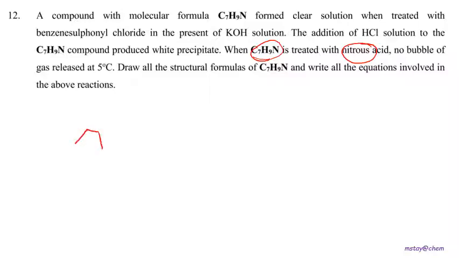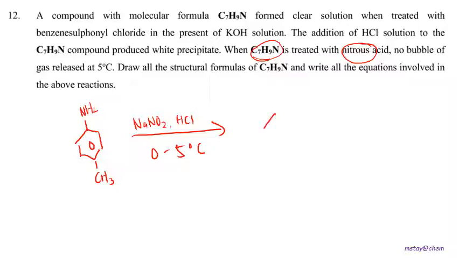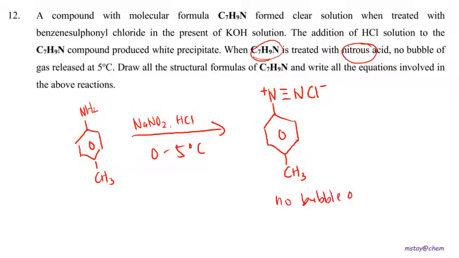Because this is the primary amine, NH2CH3, when it reacts with sodium nitrite in the presence of HCl at 0 to 5 degrees Celsius, the methyl group will be maintained, but the aniline will become N triple bond N, with the Cl negative. So the nitrogen with 4 bonds will become positive. So here we will write down: no bubble of gas released.